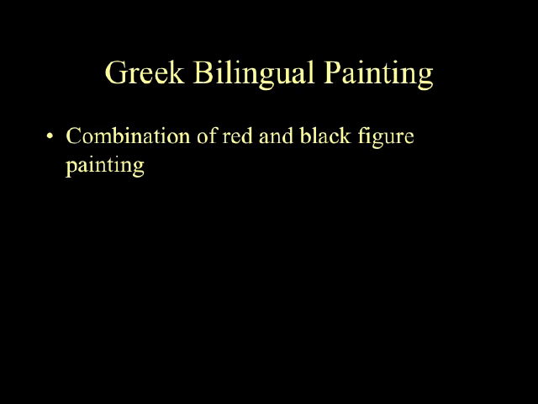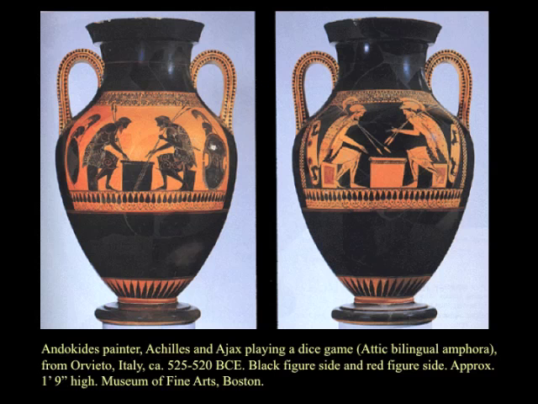And the first examples we see of this are something called bilingual pottery. And the example we're looking at here is by the Endocades painter. And it is, you'll notice, a very, very similar example to what we saw a moment ago. So this guy actually copies the work of Ezekias. And this was commonly done, by the way. And this is, again, Achilles and Ajax playing dice once again. And that's pretty standard. We see that on the left.